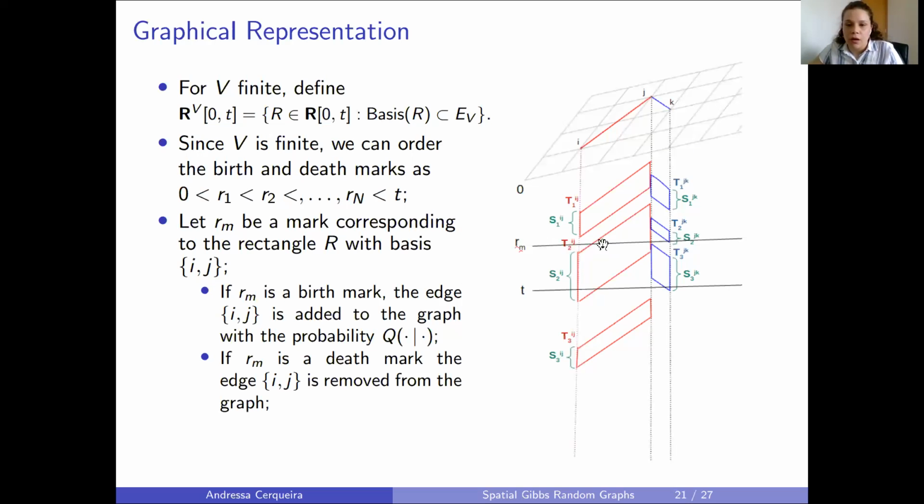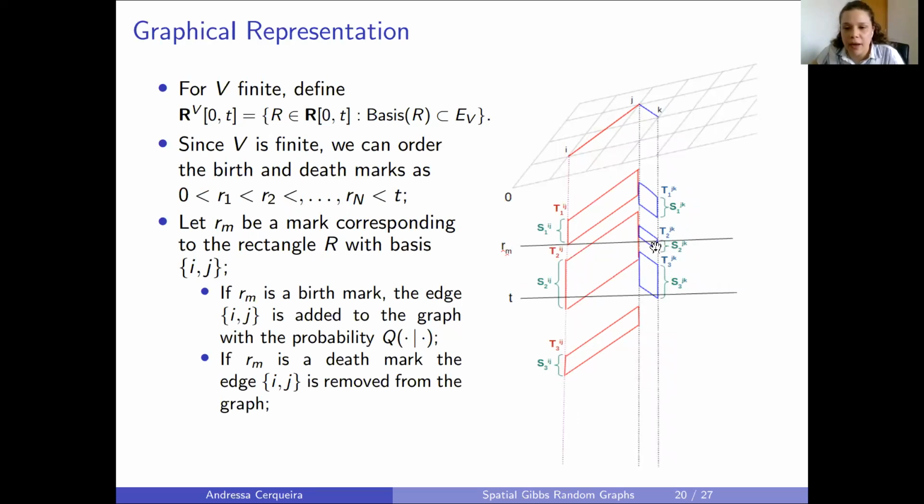So for example, let me see, this rectangle in red is not alive. Oh, sorry, let me come back here. So here is the birth time of this blue one. So this red is not alive anymore. So it doesn't matter, we don't need to look at this rectangle.